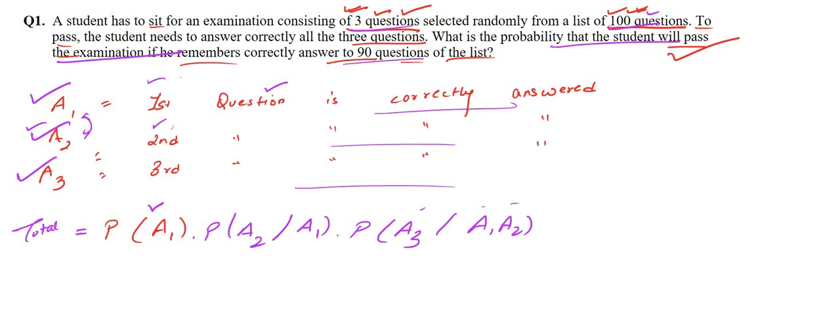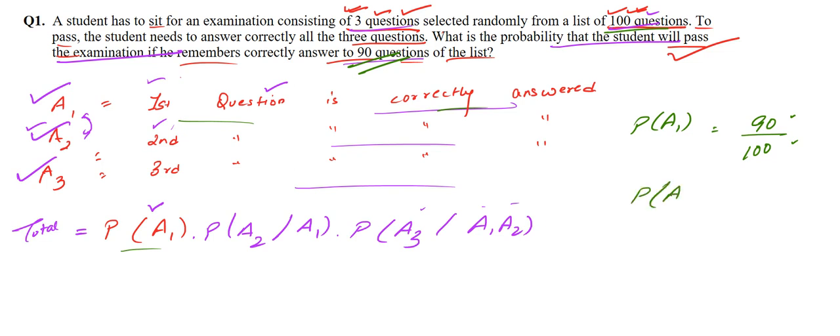So first let us begin with probability of A1. Now what is the probability of A1? That he is answering the first question correctly. So what are the possible options? He has 90 options in which he knows the correct answers. So he can answer any out of 90, and the total sample space is 100, because the total number of questions is 100. So in 90 out of 100 ways he can answer his first question correctly.